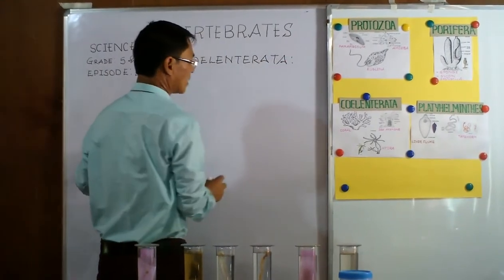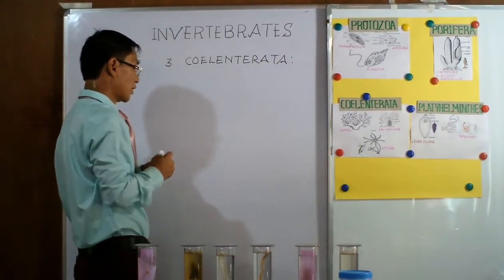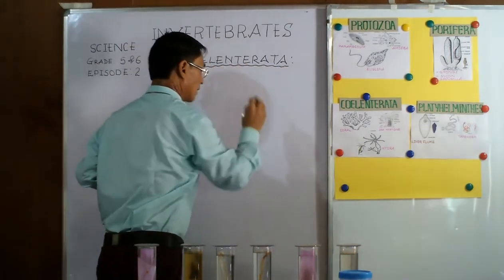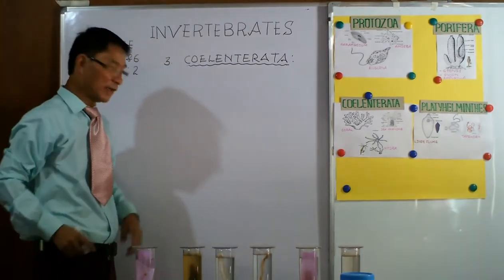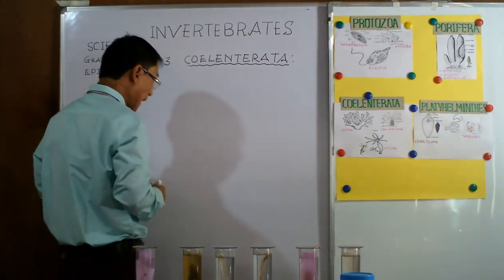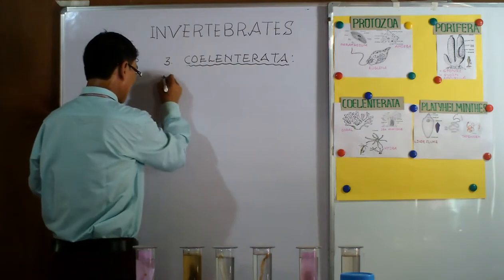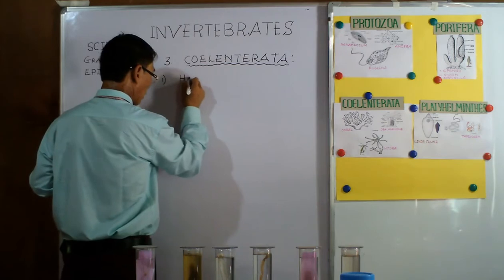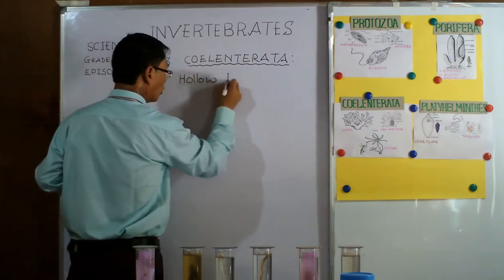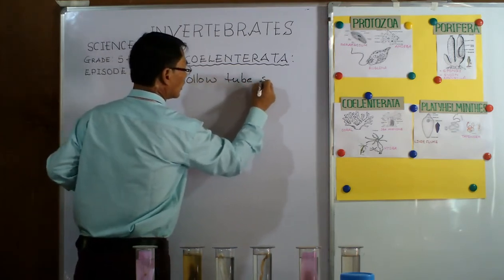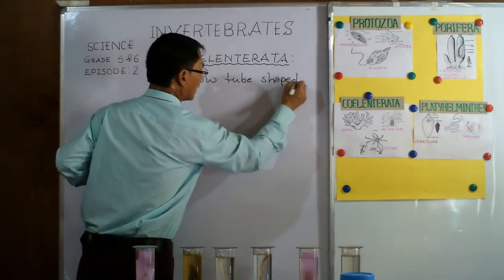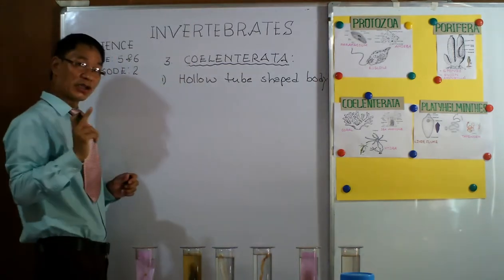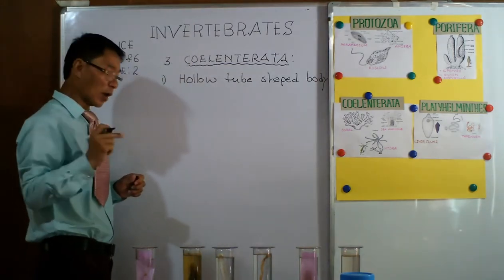C-O-E-L-E-N-T-E-R-A-T-A. This is pronounced as Cylindrica. Now, this is another phylum of invertebrate animals, and let's talk about their characters. Number 1: hollow, tube-shaped body. Okay, I'll write in a shortcut. Later on, I'll explain one by one.